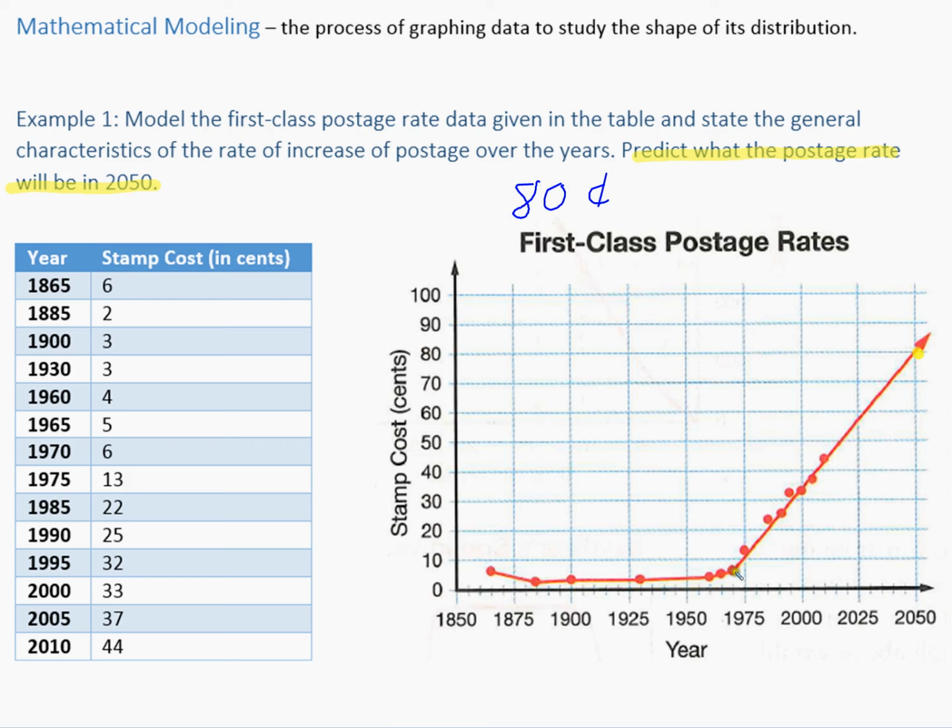It seemed like this trend stopped. If we would have looked at it in 1965, we might have thought, oh, well, this is just going to maybe go like this, and in 2050 it's only going to be maybe 12 cents, but it really started going upward here.